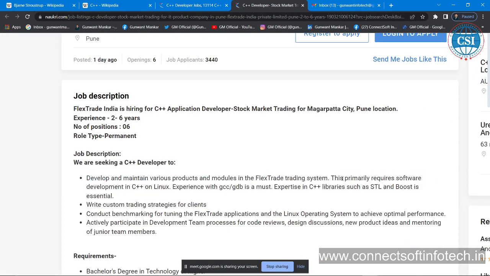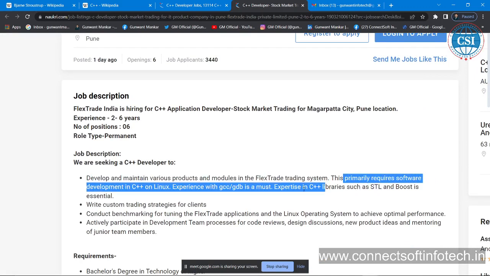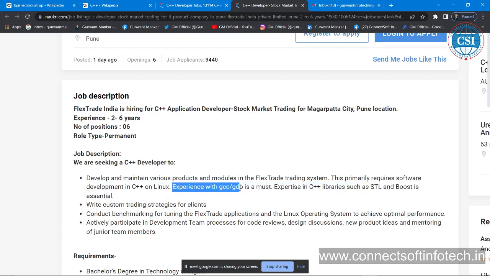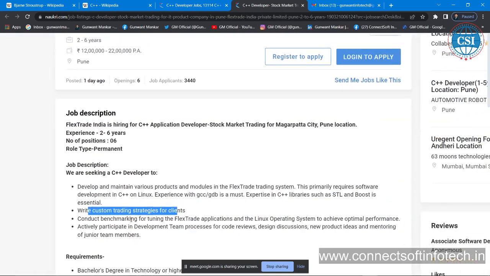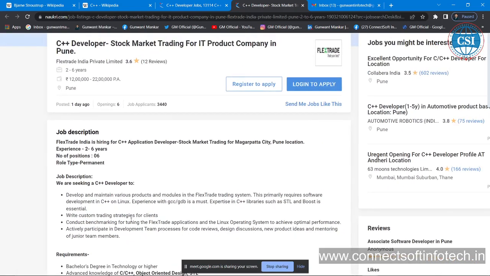Okay, this primarily requires software development in C++ on Linux, right? It's software development, so experience with GCC, it's a compiler. It must have expertise in the C++ libraries such as STL, etcetera. Write the custom trading strategy for the client. You are not going to create any web applications.